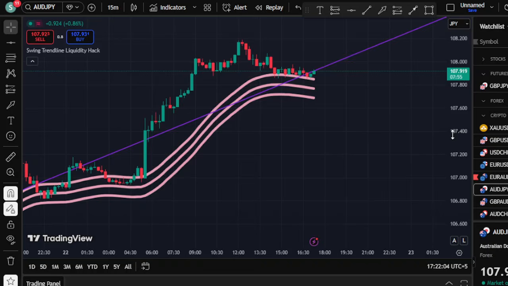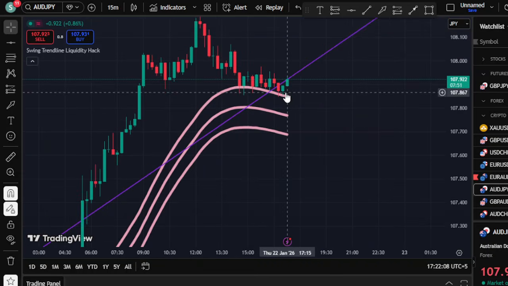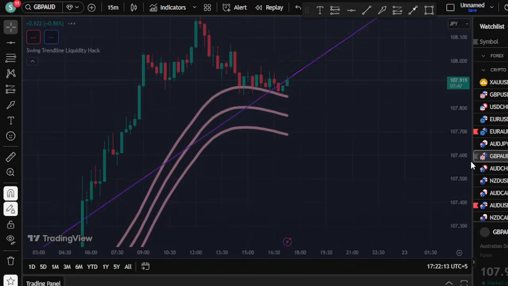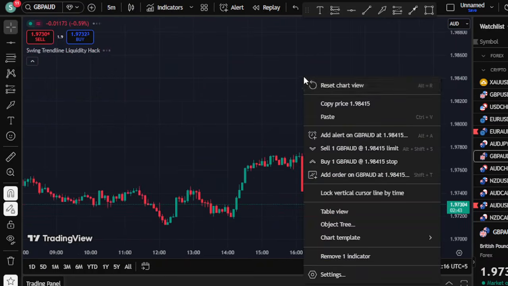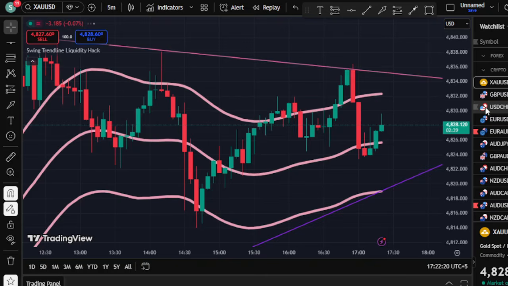Similarly, you can see the band is also bending here on AUDJPY, and when the price closes inside the moving average, we will definitely go for a short position. Now I'm going to show you the 5-minute time frame. So let's start with the gold.